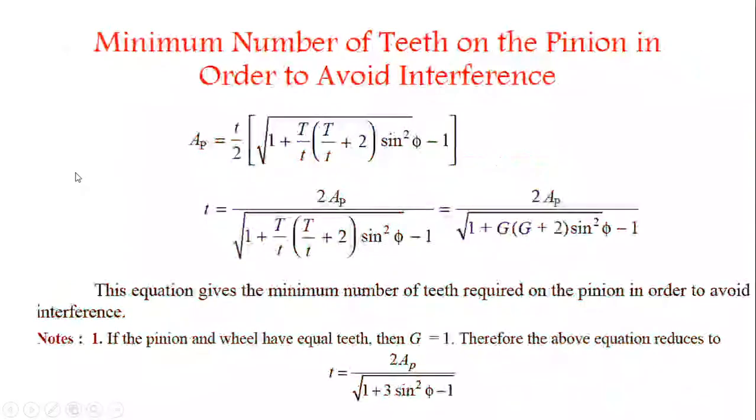So, minimum number of teeth on the pinion in order to avoid the interference. Here AP is nothing but the addendum on pinion. Addendum on pinion equals T divided by 2 into square root of 1 plus capital T divided by small t into (capital T divided by small t plus 2) into sine square pi minus 1.